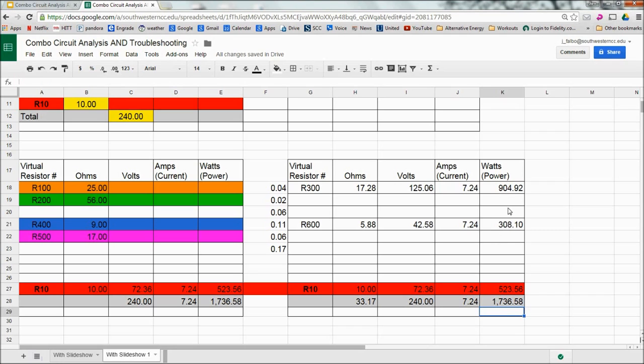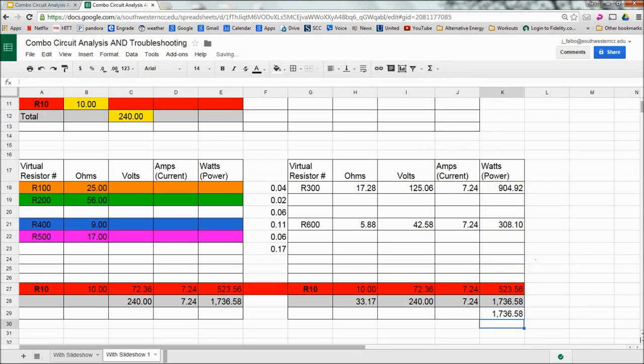So let's add up all our wattages and see if it comes out to be the same. So I'm going to take the sum of all these wattages, and lo and behold, it's the same. And that works for a reduced circuit, series circuit, or parallel. That cross-check always works.